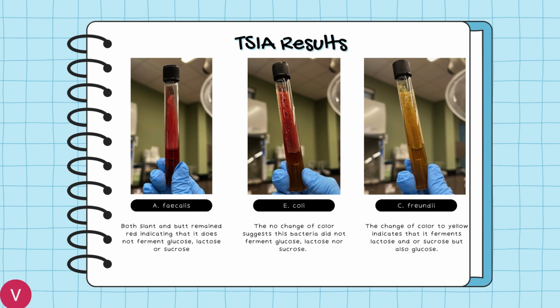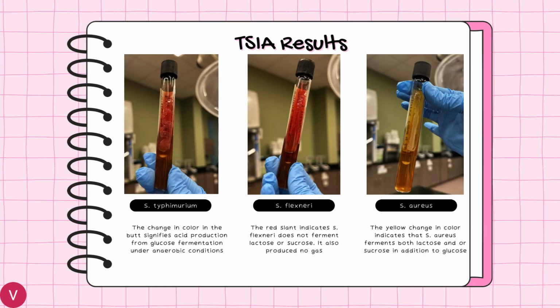Continuing with our TSIA results, we have S. typhimurium, so the change in color in the butt signifies acid production from glucose fermentation under anaerobic conditions. For S. flexneri, the red slant indicates S. flexneri does not ferment lactose or sucrose, and it also produced no gas. For S. aureus, the yellow change in color indicates that this bacteria ferments both lactose and/or sucrose in addition to glucose.